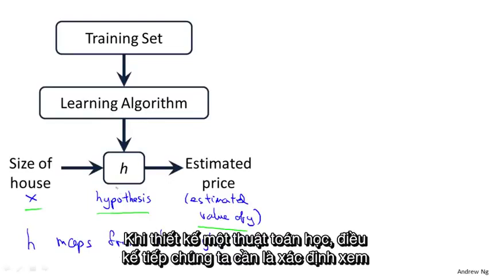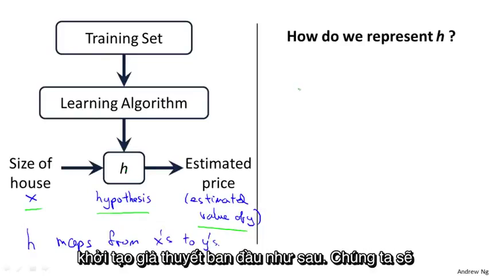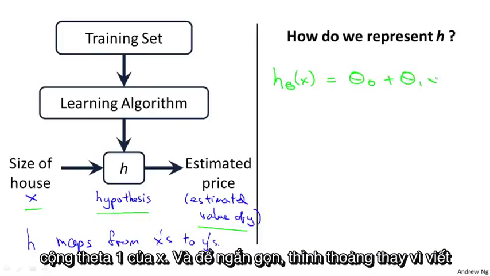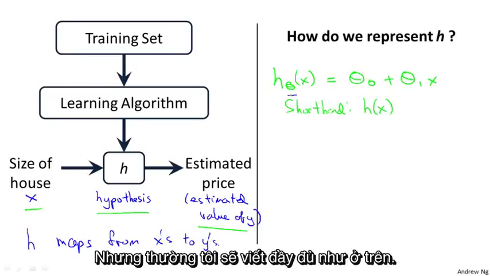When designing a learning algorithm, the next thing we need to decide is how do we represent this hypothesis h? For this and the next few videos, our initial choice for representing the hypothesis will be the following. I'm going to represent h as h subscript theta of x equals theta 0 plus theta 1 of x. And as a shorthand, sometimes instead of writing h subscript theta of x, I'll just write this as h of x, but more often I'll write it with a subscript theta.